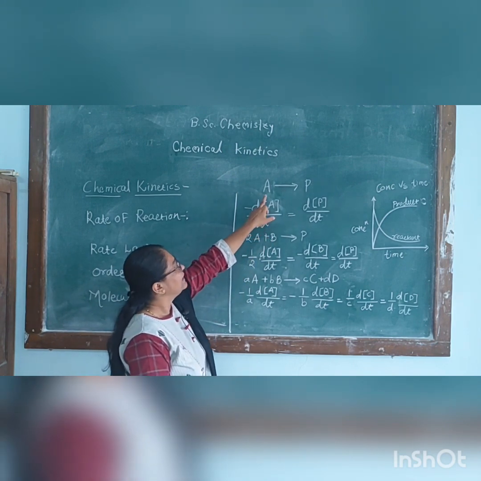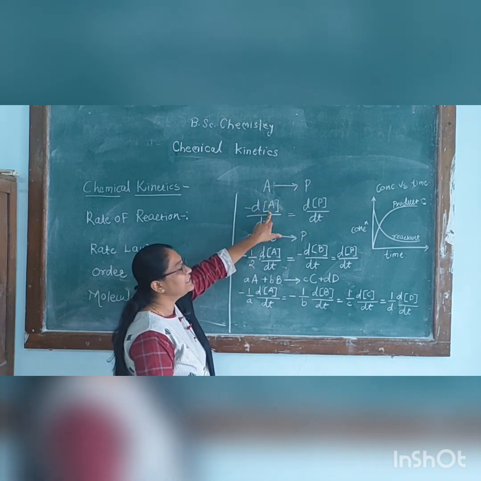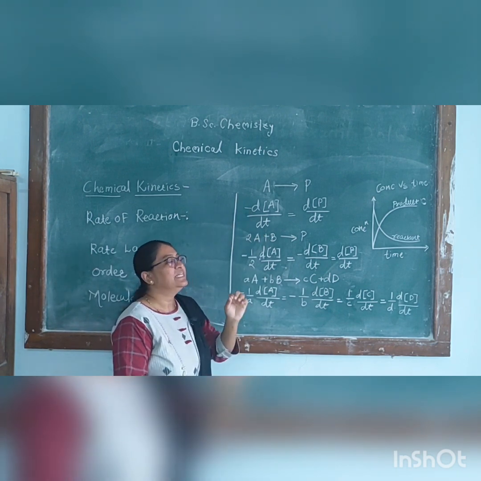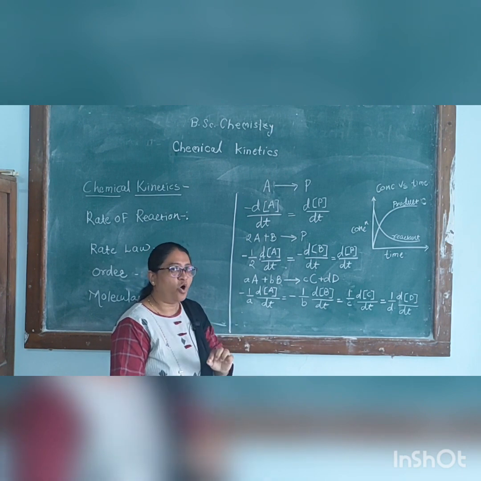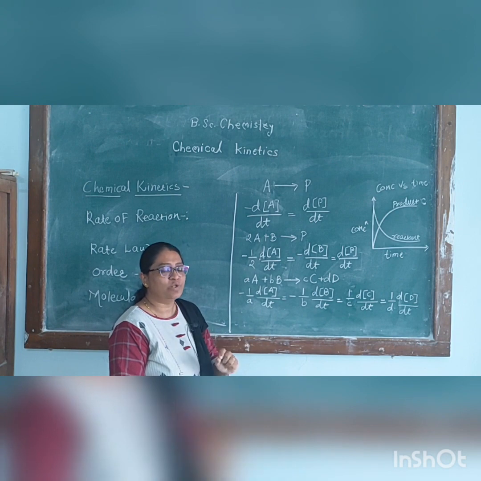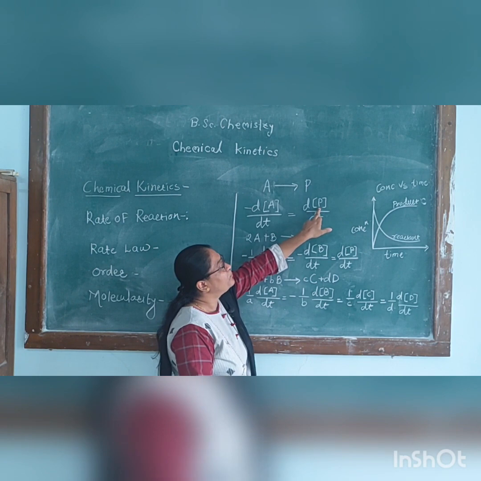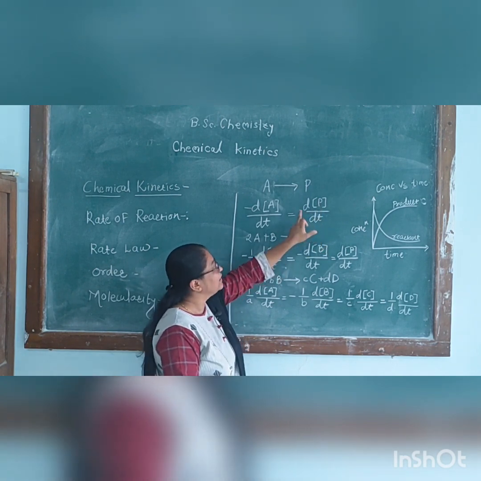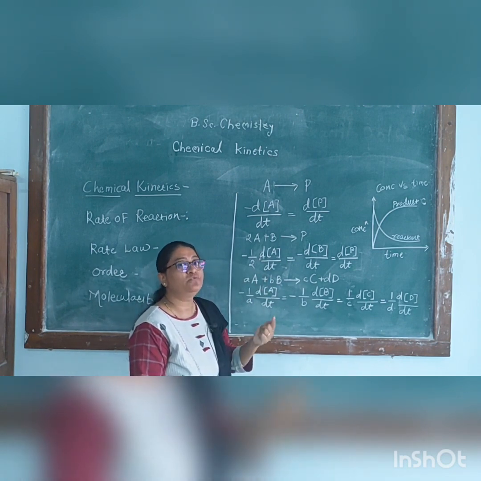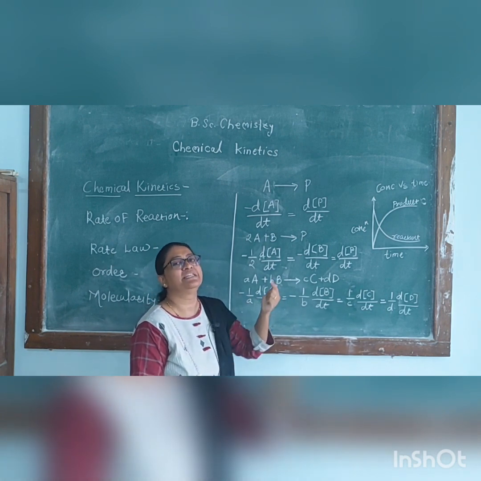Here you can see that where the rate is expressed with respect to the reactant, a negative sign is given. The negative sign indicates that the concentration of the reactant decreases with time. While with respect to the product, no negative sign is there, which shows that the rate of formation of the product increases with time, or the concentration of the product also increases with time.